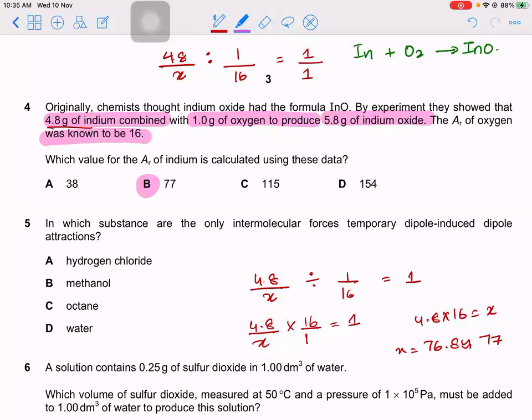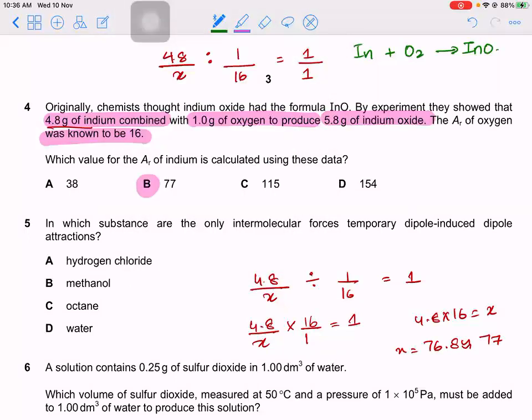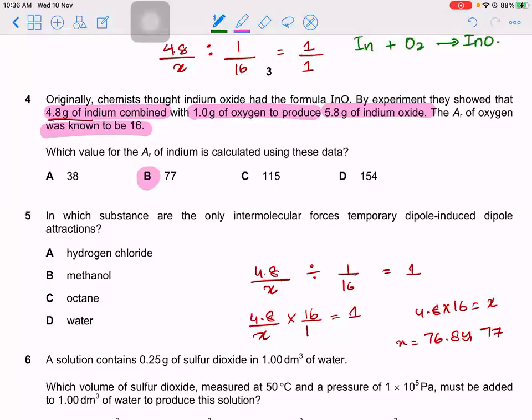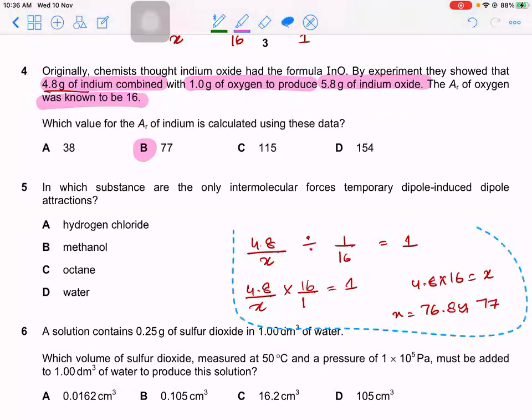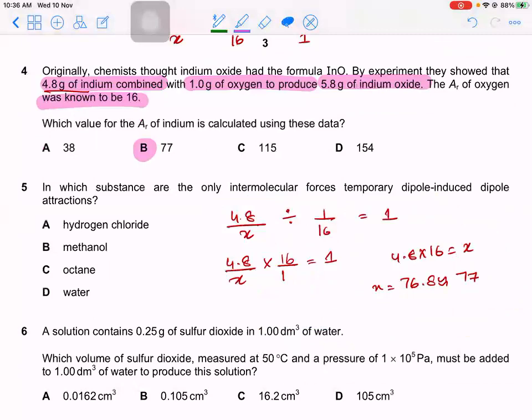Clear? Because they had given you the formula. Indium oxide, the formula is InO, the ratio is 1:1. So just by working out the empirical formula, the whole steps of empirical formula, you can do that. Clear? I'll just move this working. Okay, I'll just leave it here.